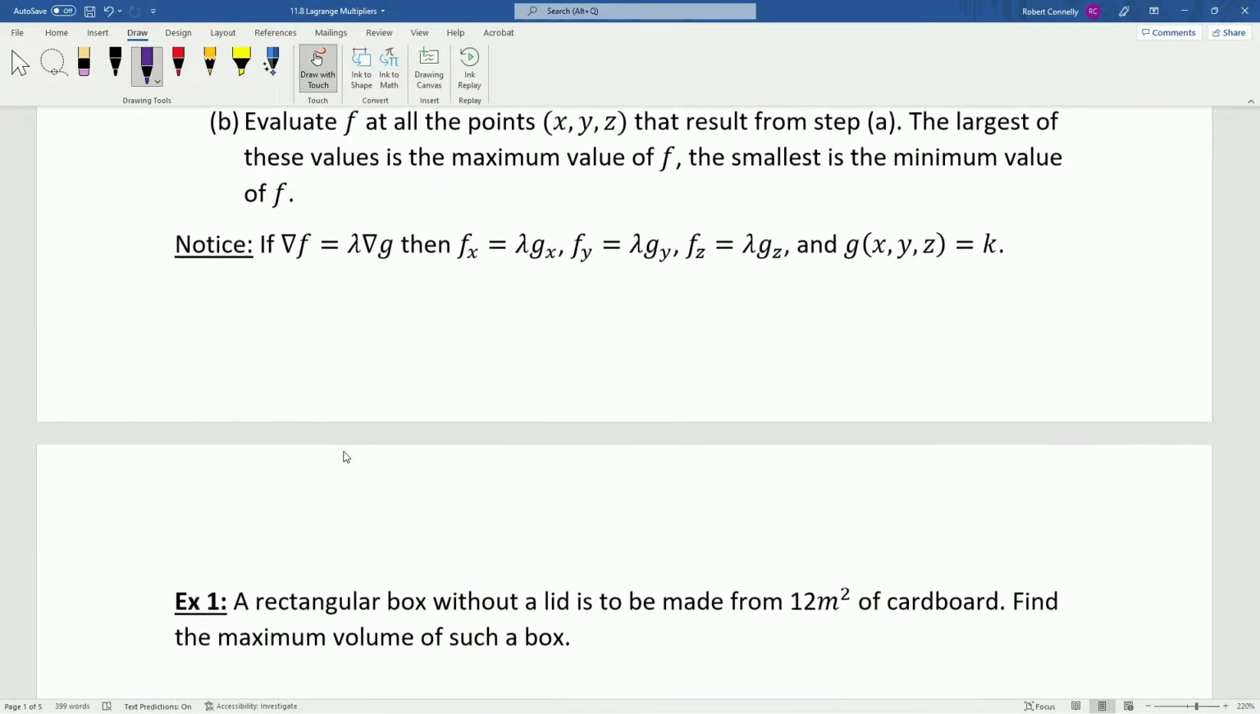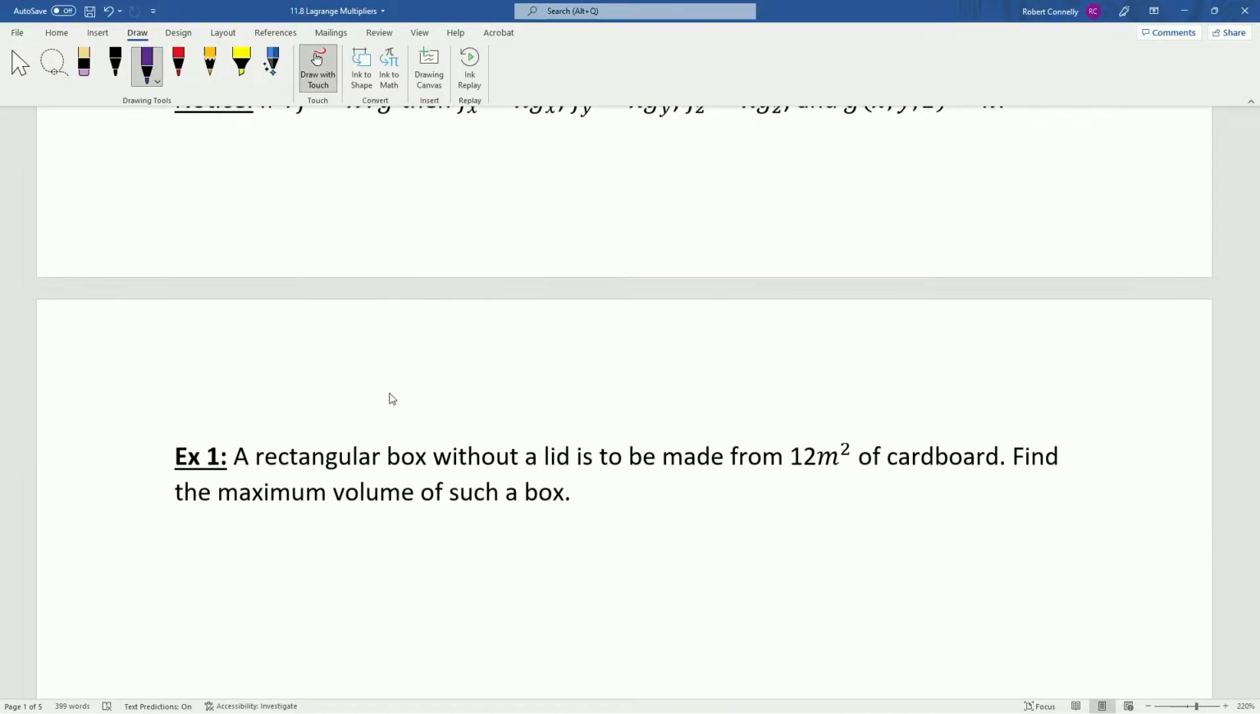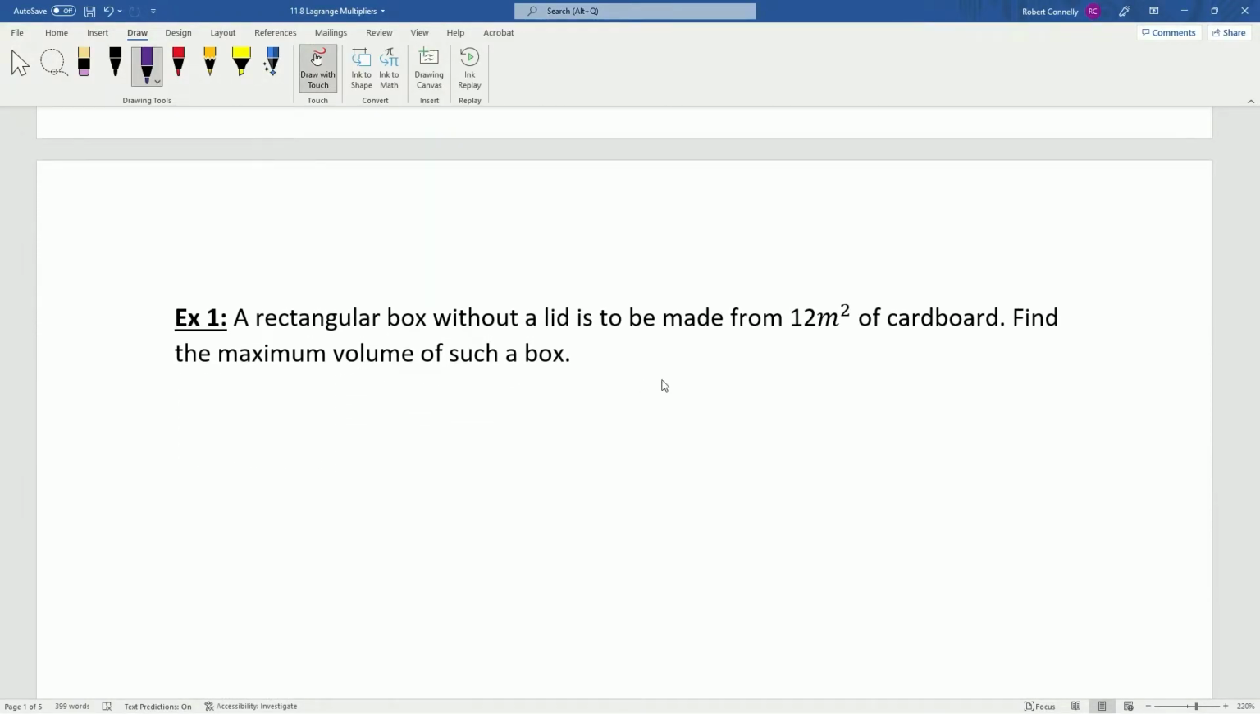And with that in mind, let's tackle a problem that we tackled before. We solved this problem before using a more standard technique. A rectangular box without a lid is to be made from 12 meters squared of cardboard. Find the maximum volume of such a box. So here we've got V equals x times y times z.